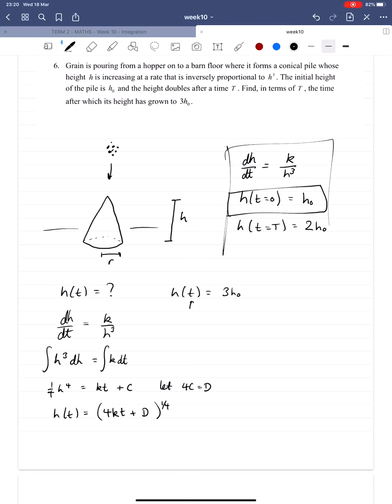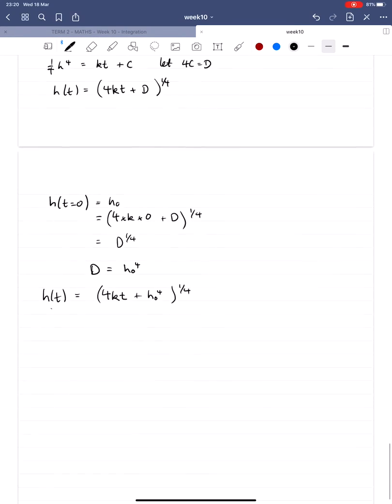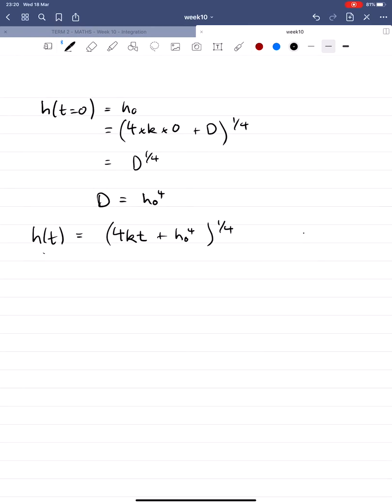Do I know another point that it goes through? I knew that it went through 0, h0. And I also know it goes through t, 2h0. So that was from here, and then this is from here. So t and 2h0 is what I've got next.